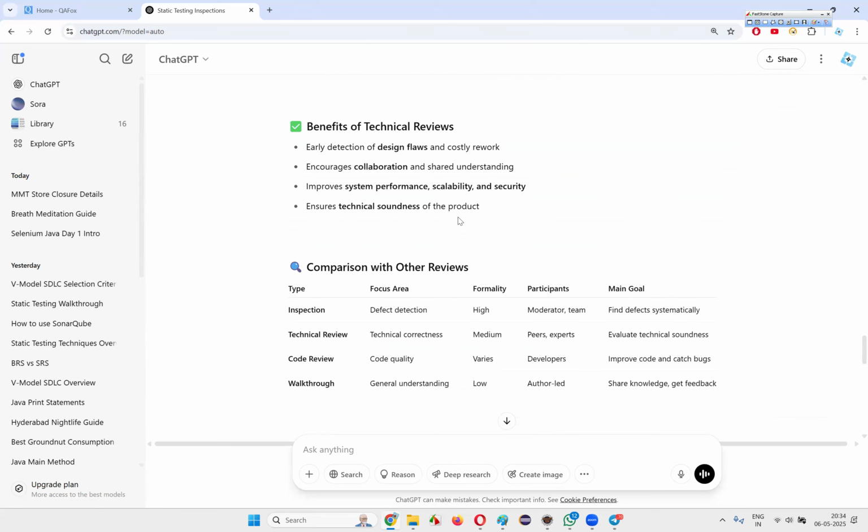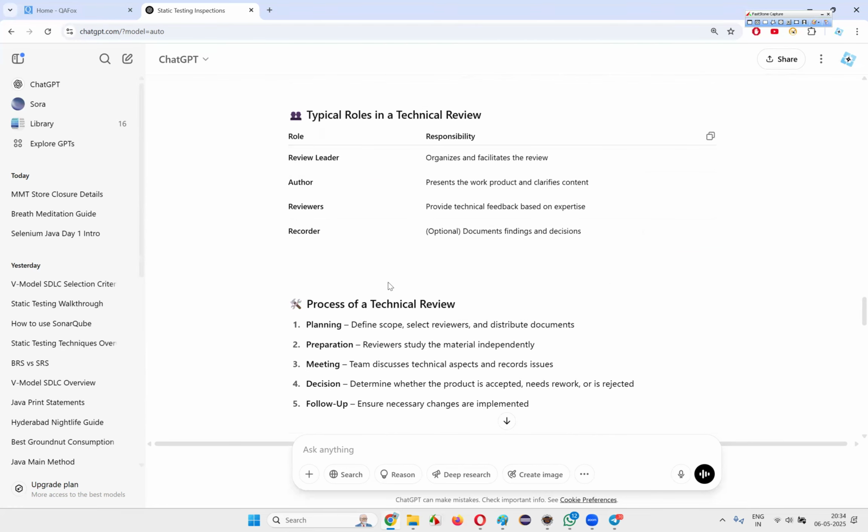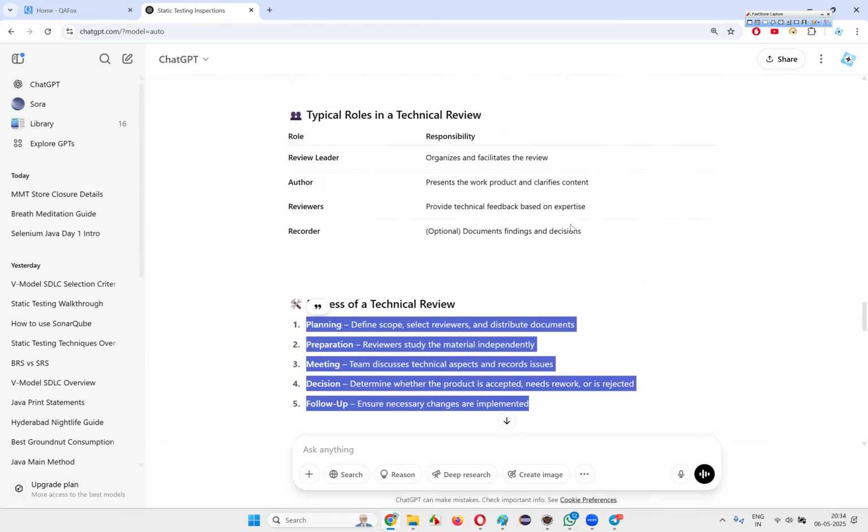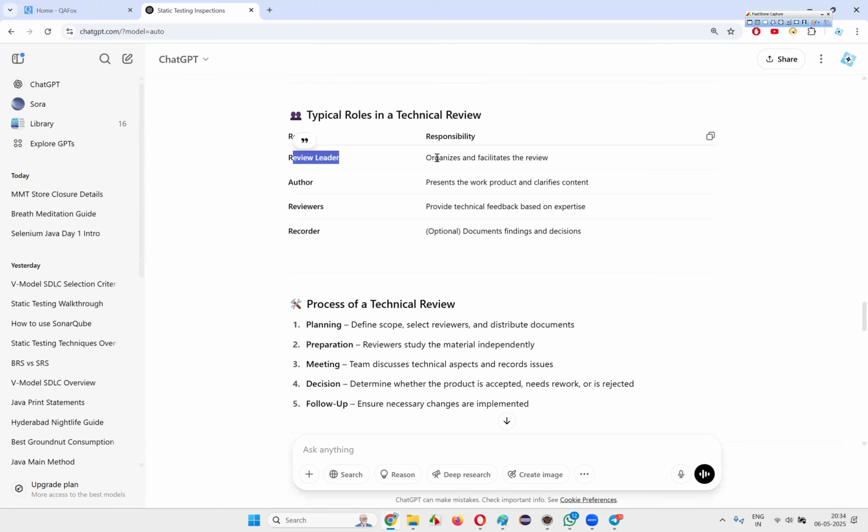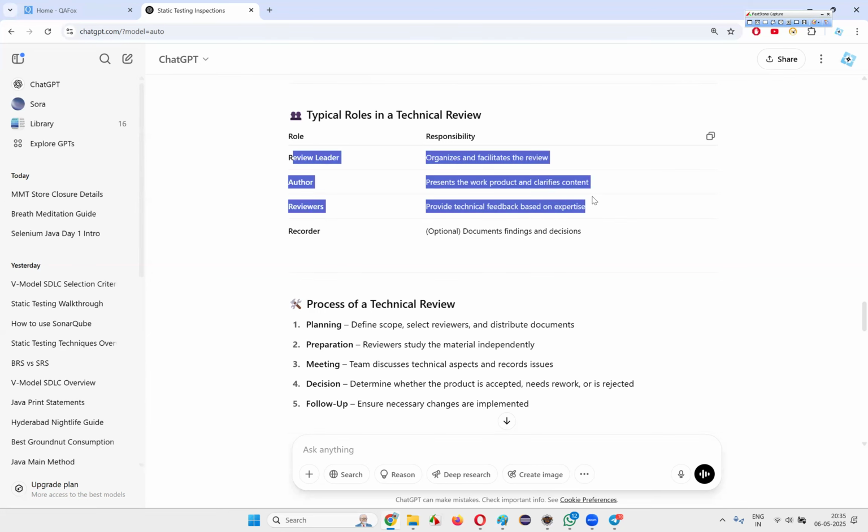So you got some idea, right? What are technical reviews? This kind of meeting will be there where different roles will be there again, like in inspections. The review leader will be there, organizing and facilitating like a moderator. Here we have the review leader and the author who has developed some code. The reviewer provides technical feedback based on expertise. It may be senior people or an architect kind of person who will be reviewing your code. A recorder may not be there. These three will be enough, and generally these two may also be enough, depending on the type of meeting.